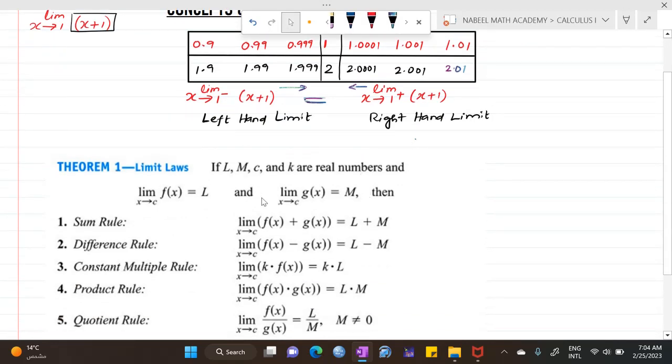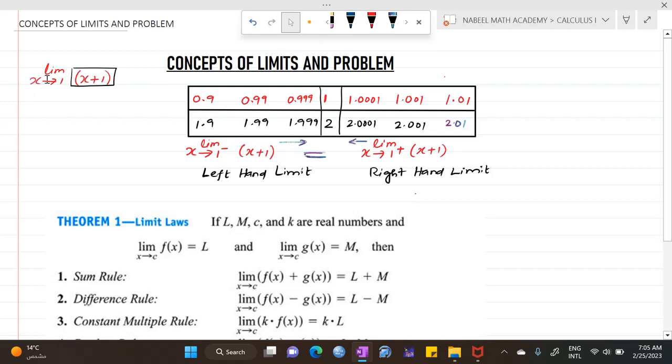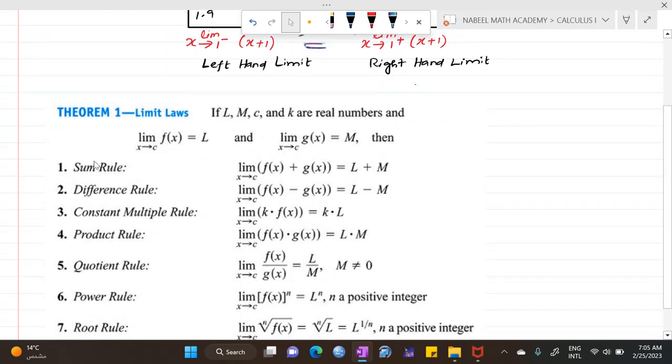And here are some of the properties of the limits you have. If you have two functions f of x and g of x, and you are approaching the limit, one more thing here: x is approaching 1. It is not saying x is equal to 1. It is approaching 1. And this is the sum rule.